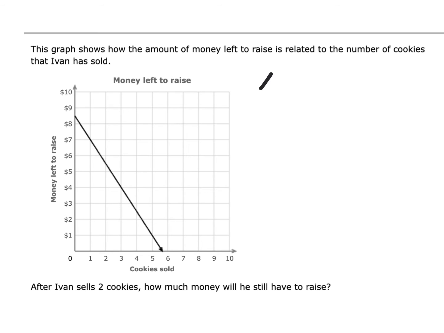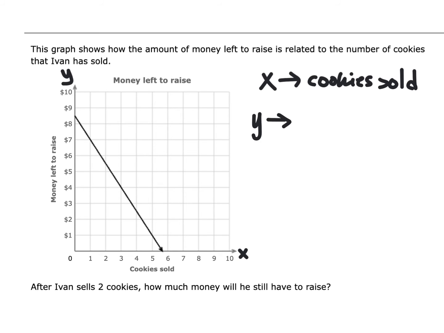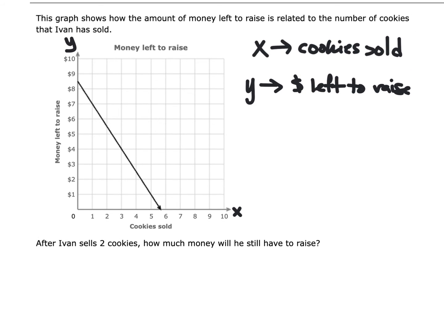Let's come over here. Let's label our x value. Our x value is the cookies sold, all right? And remember that I'm getting that information from the label on our x-axis, okay? X-axis, y-axis, all right? And then the y represents money left to raise, okay? And so after Ivan sells 2 cookies, how much money will he still have left to raise?